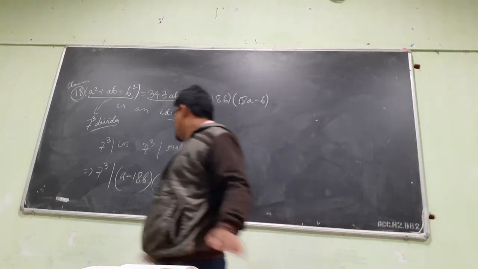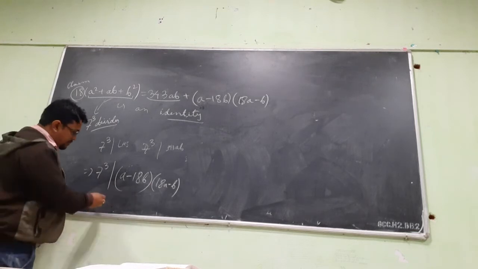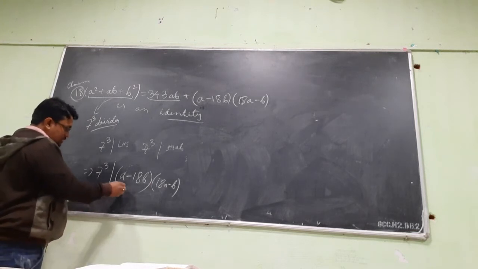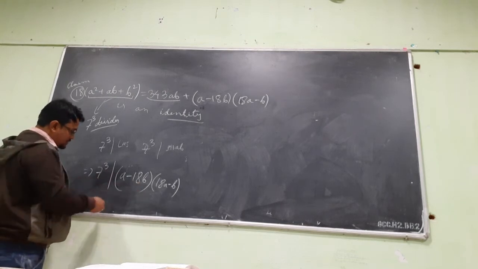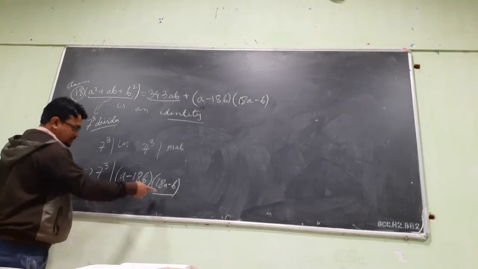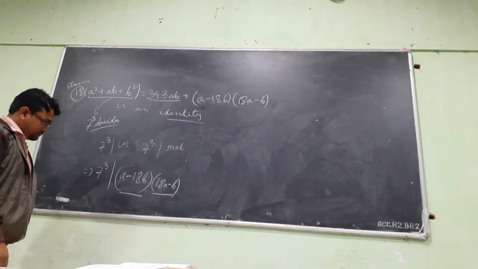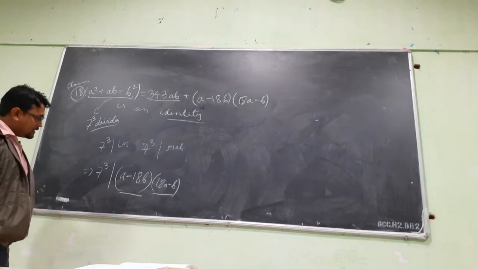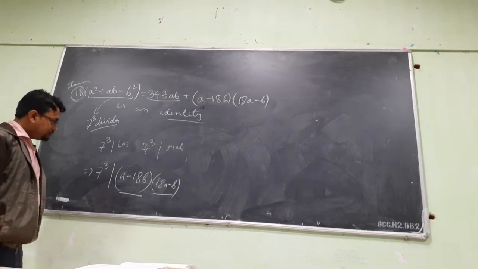So from the next part, after this, what can I conclude? It may happen that 7 cube divides this, which means 7 also divides this. So it may happen that 7 divides both. Can 7 divide both?